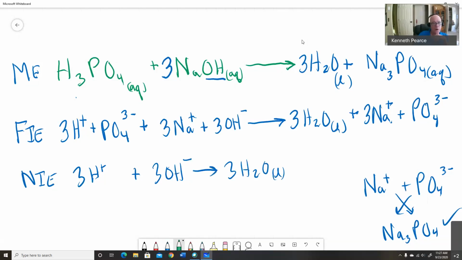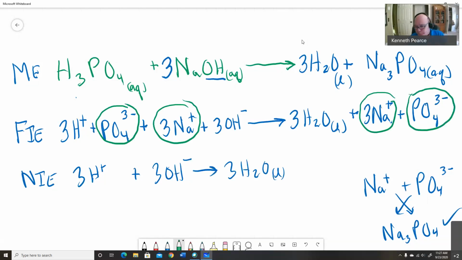So what are our spectator ions? It would be these guys right here, the phosphates and the sodiums are our spectator ions. Okay, so that's how you do that. It's an essential skill. This is an acid-base neutralization, and the real key on acid-base neutralizations is realizing that for every H plus you need an OH minus, and you get a water. And the products of all acid-base neutralization reactions are water plus a salt.